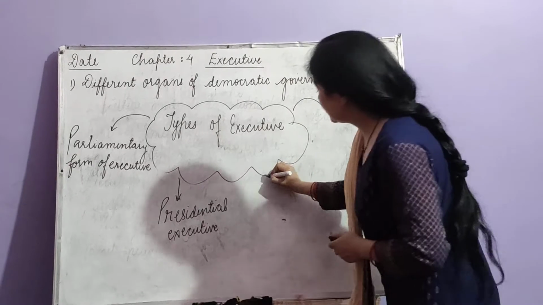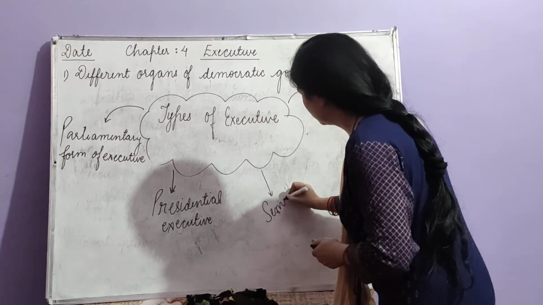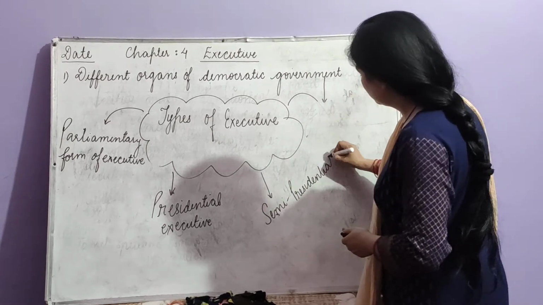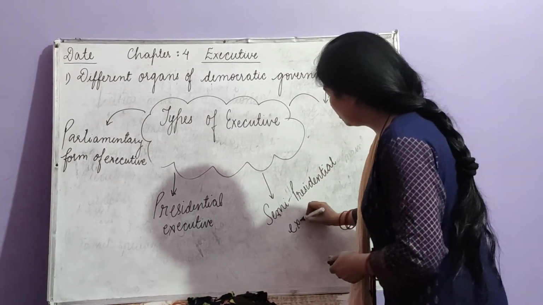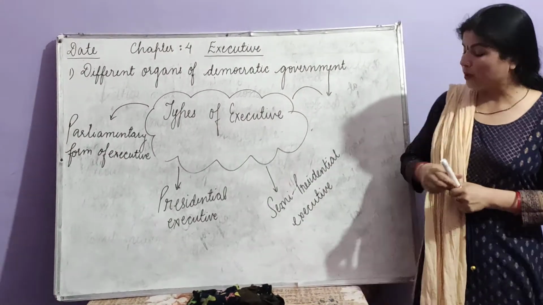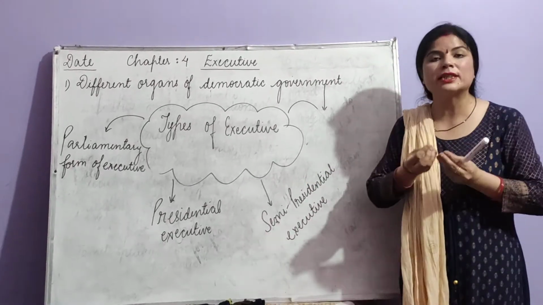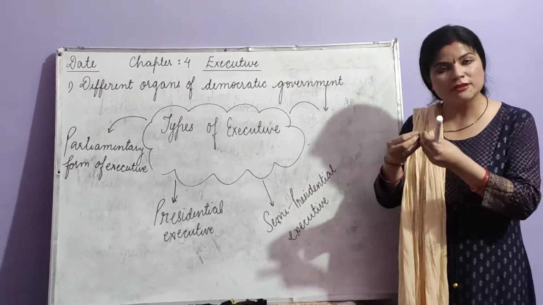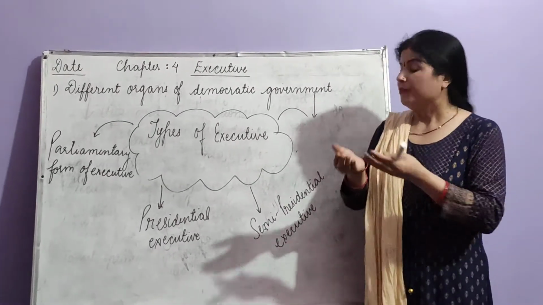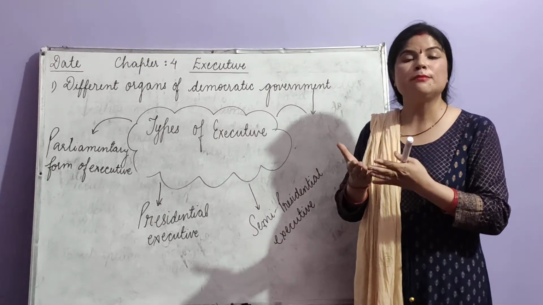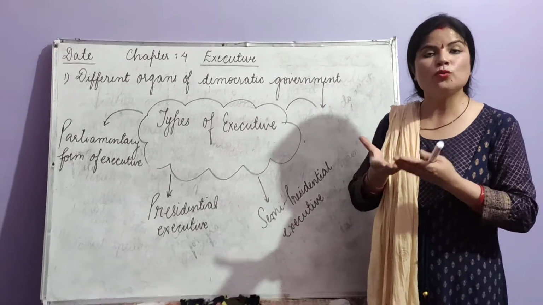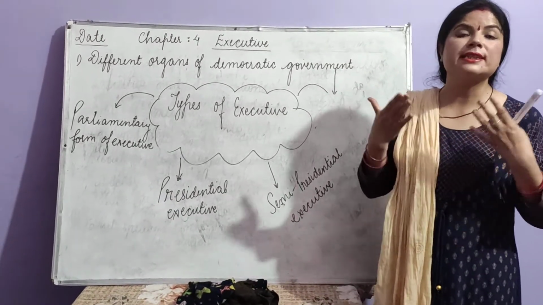Now, next is semi-presidential executive. So, students, here with the help of the word semi, a little bit you can guess what kind of executive can be there. So, under semi-presidential executive, the power can be shared by Prime Minister and President equally. They both work together by enjoying the same power.